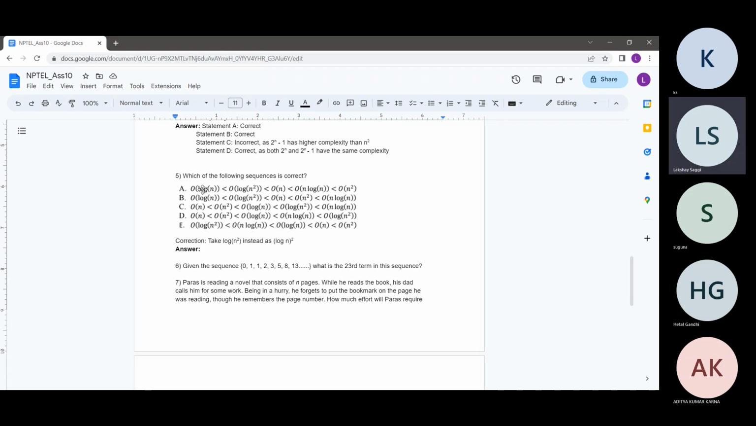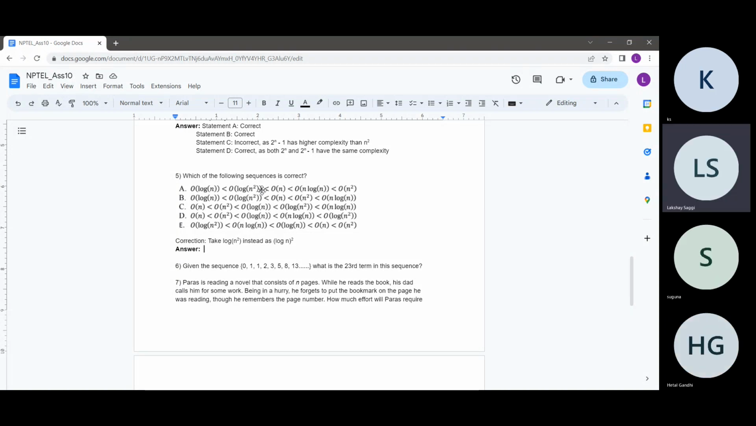So option A is saying that log n should be less than this, which is not log n square. I hope you had treated this as log of n whole squared, because log of n square will just come out to, like, log of a raised to power b is just b log a, right? So this will be equal to 2 log n only. And in that case, log n and 2 log n are equivalent to each other, as we ignore the constants while comparing complexities, right? So this should instead be an equality sign, if this was log of n squared.